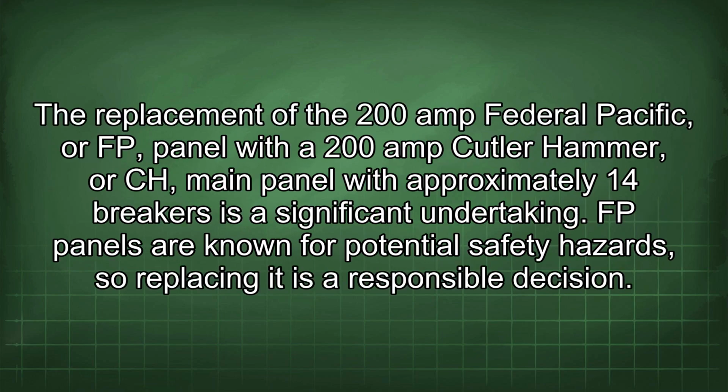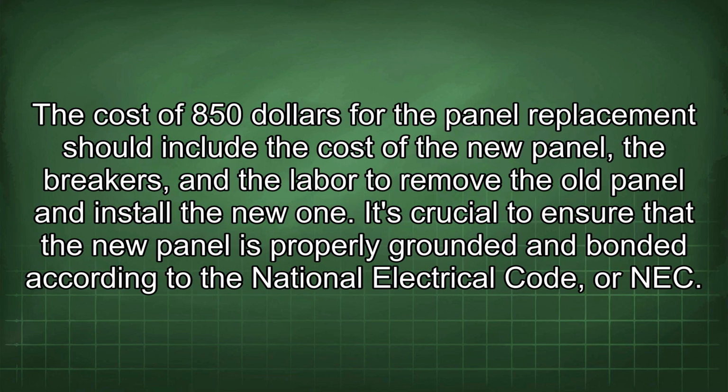The replacement of the 200 amp Federal Pacific, or FP, panel with a 200 amp Cutler Hammer, or CH, main panel with approximately 14 breakers is a significant undertaking. FP panels are known for potential safety hazards, so replacing it is a responsible decision. The cost of $850 for the panel replacement should include the cost of the new panel, the breakers, and the labor to remove the old panel and install the new one.